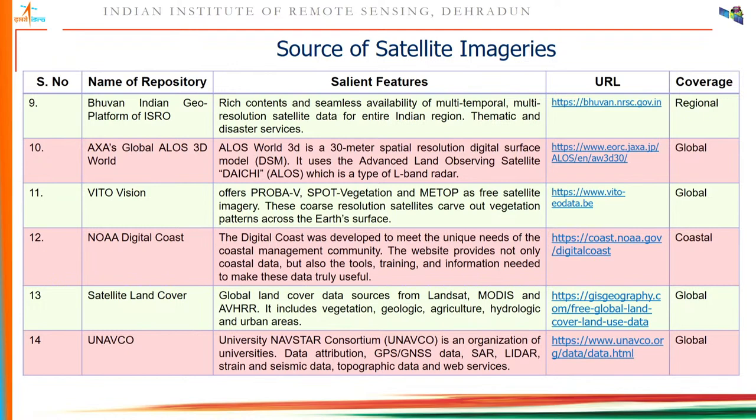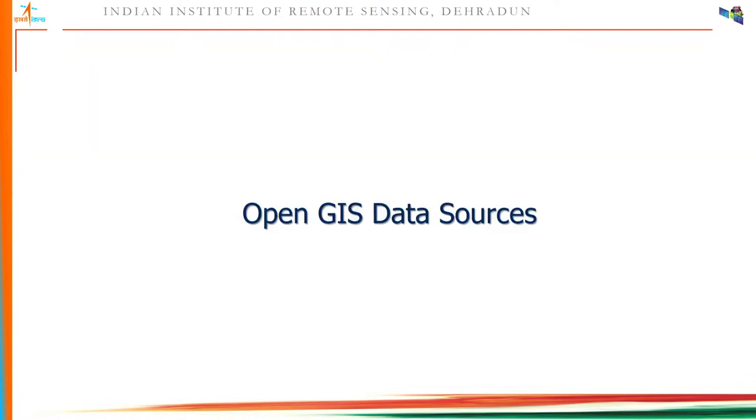Then we have VITO Vision, the NOAA Digital Coast, Satellite Land Cover, and others. These are a few other data repositories you can refer to for future reference, which also provide either data for a specific theme like coastal areas, or global data products. These are compilations by different organizations. Although they may not be the exact data provider, they compile data from different sources and make it available to their users.